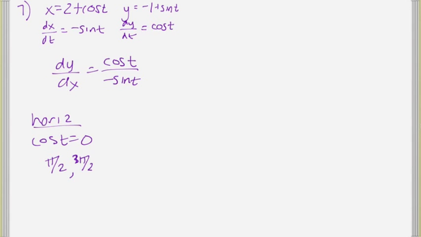Then the second part asks us where we have a vertical tangent. What is true about the slope if we have a vertical tangent? The slope is undefined. When is a fraction undefined? When the bottom is equal to 0. So that would happen at 0, pi, 2 pi, etc.